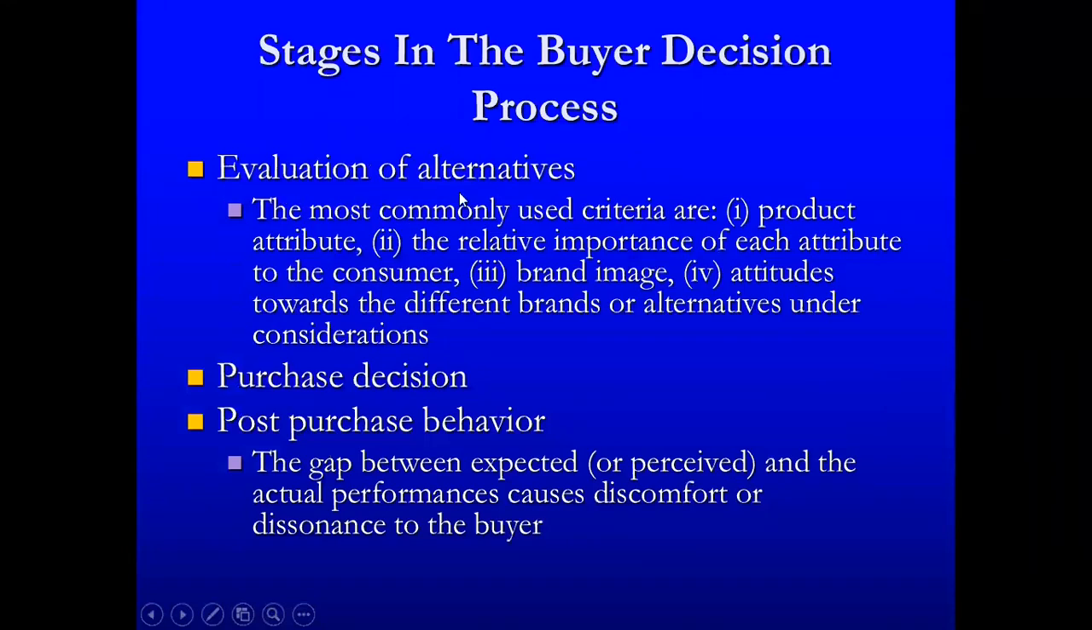The next stage is evaluation of alternatives. The most commonly used criteria are product attributes, the relative importance of each attribute to the consumer, brand image, attitude towards different brands or alternatives under consideration. Next stage is purchase decision making. Then the final is post-purchase behavior. The gap between expected and the actual performance causes either discomfort or dissonance to the buyer. So this is the post-purchase behavior or post-purchase stage.